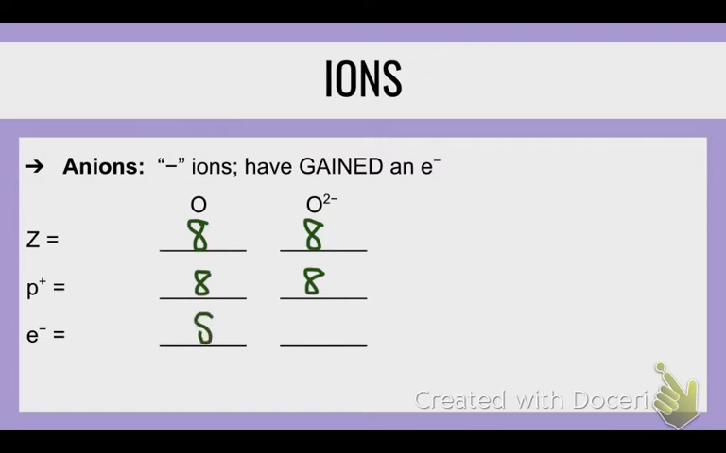So I have 8 electrons in the neutral atom, but in the negatively charged anion for oxygen, I have a 2-. That means it has gained 2 electrons. So that means I have 10 electrons to fill that outer energy level with 8 electrons and follow that octet rule. So the oxygen anion, the -2 charge, says that we have 10 electrons in that particular ion.